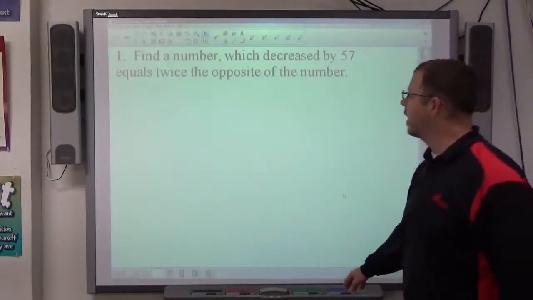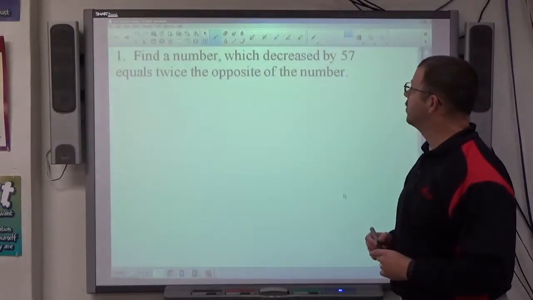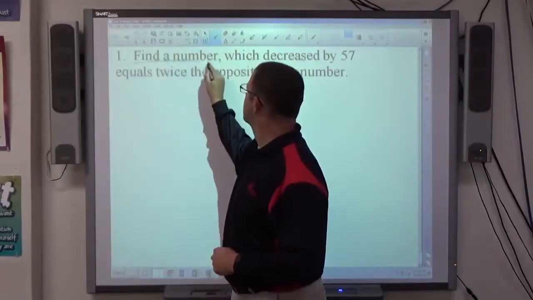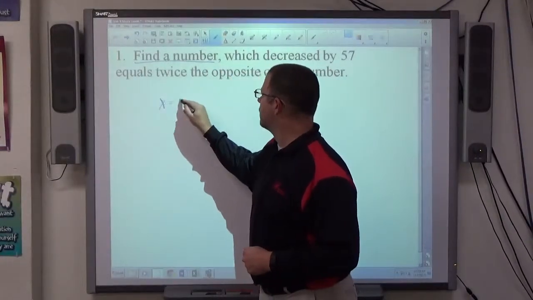Okay, problem 1 on the study guide. Find a number which decreased by 57 equals twice the opposite of the number. So our directions are to find a number. So let's say x equals the number.